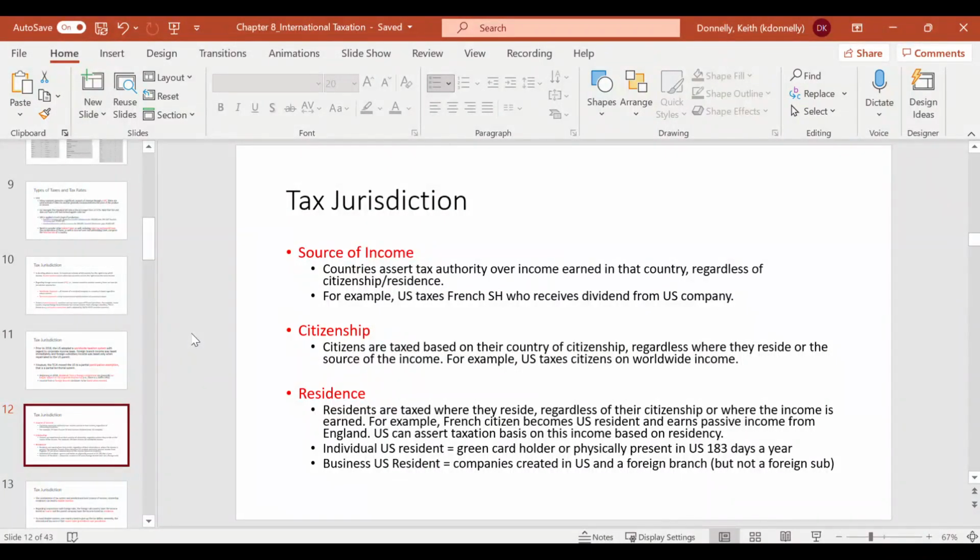Finally, here we have residents, right? Residents are taxed on where they reside, regardless of their citizenship or where the income is earned. So, for example, a French citizen who becomes a U.S. resident and earns passive income from England, the U.S. can tax this because they're using residency as a basis. So what they really look at is a combination of where the income is earned or where you're located, whether that's on a permanent or a non-permanent basis. That's the basis we use to tax you, to basically invoke tax jurisdiction.